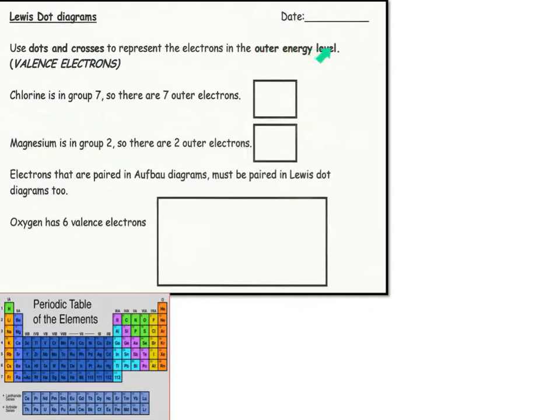the outer energy level. So by that we can say that group 1 has always only got one electron in the outer energy level. Group 2, 2. Group 3, 3. Group 4, 4. Group 5, 5, 6, 6, 7, 7, and 8, 8, or in the case of helium, 2. As you can tell, this is not terribly complicated.